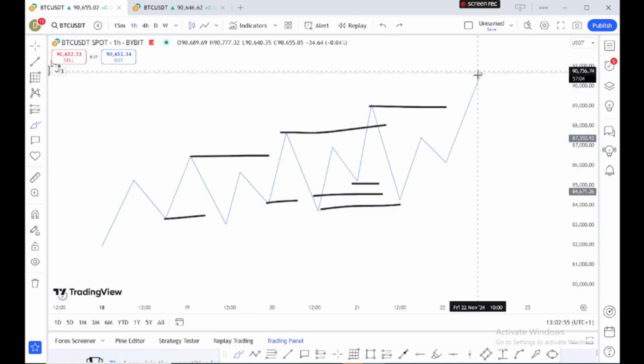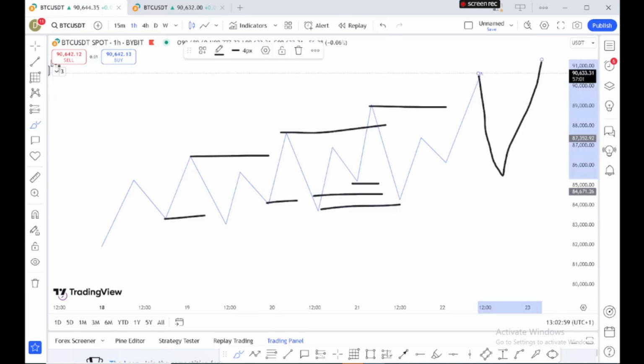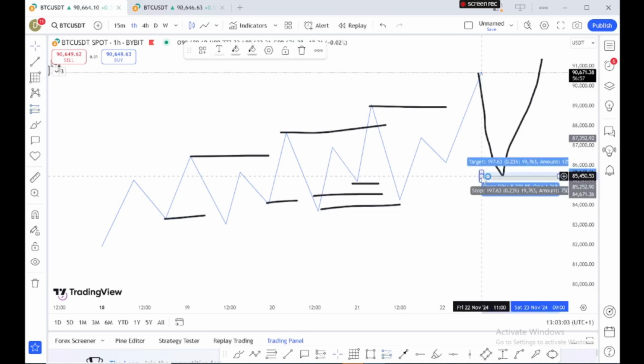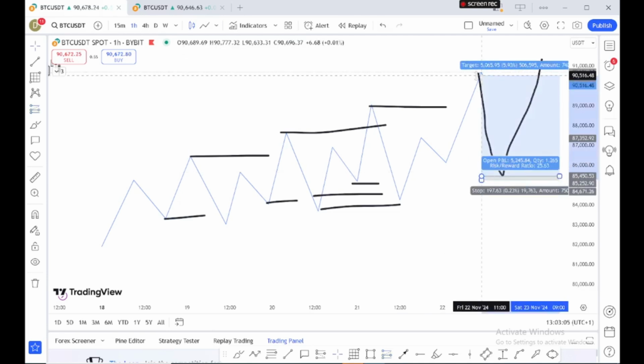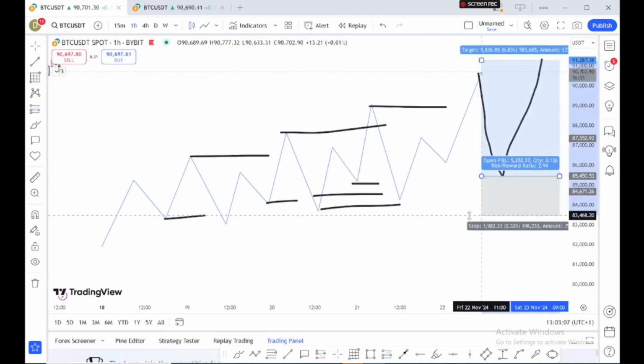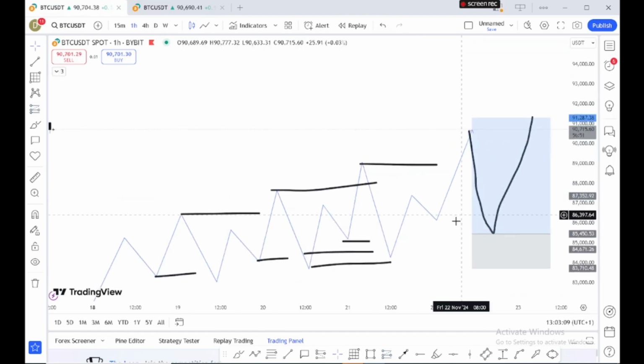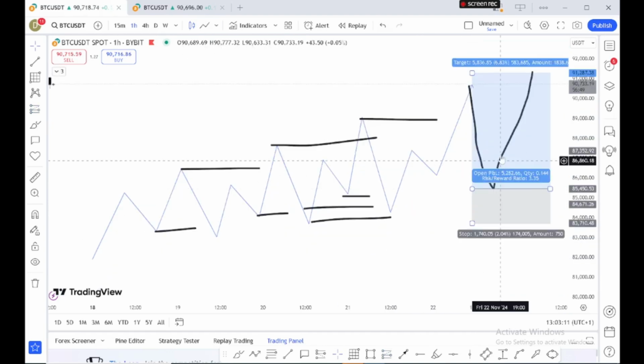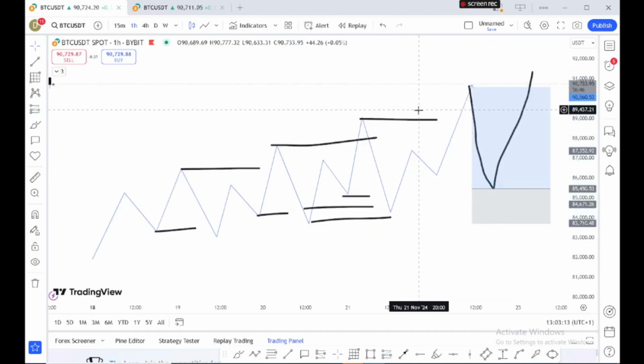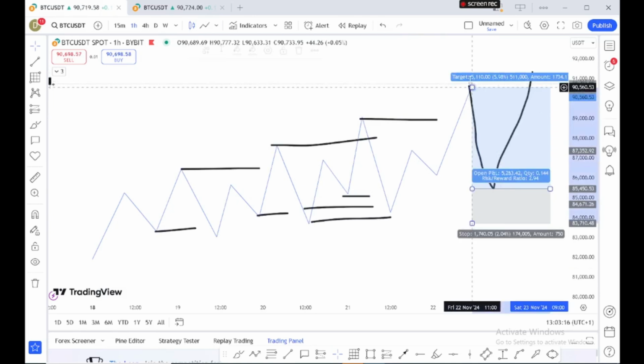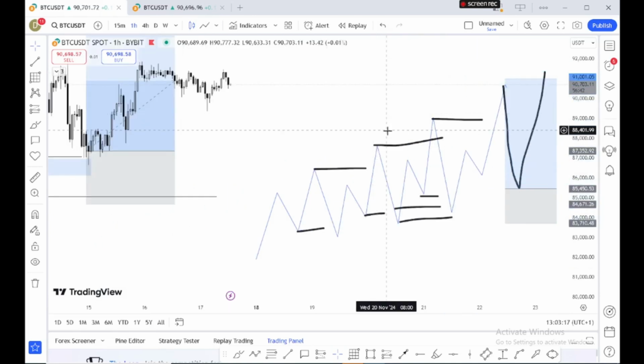So I want to see something like this. So this is where I'm positioning at. I will position here, put my stop loss below here, target 1, 2, 3. So as you see, it's not that deep. It's just for you to identify how the structure works.